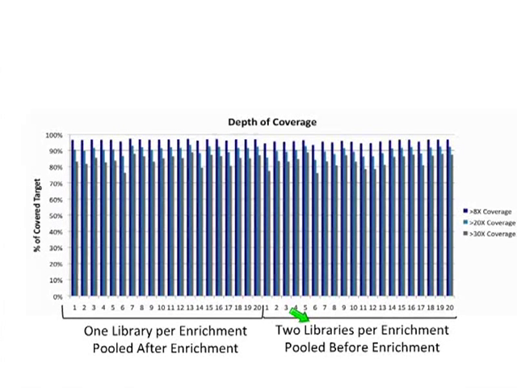When we look at depth of coverage, you see much the same thing. One library per enrichment here on this side of the slide versus two libraries per enrichment here. Again, indistinguishable across this moderate sample set. And then one question probably on some of your minds is, can you go beyond two libraries per enrichment? The answer is yes. You could actually go to between 4 and 8, depending on the quality of your libraries and the consistency of your libraries.